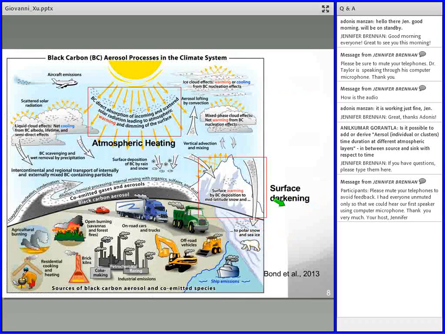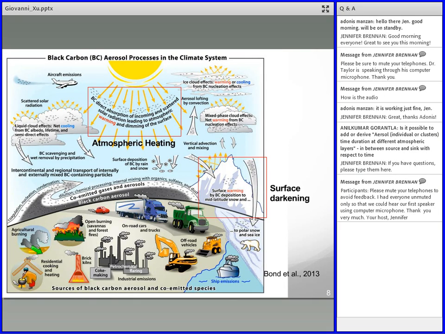So here is a nice diagram showing the black carbon processes in the climate system. Again, we can see there are various emission sources of black carbon, including agriculture, industrial, residential, and transportation. And many of them are not necessarily coming from the same source of greenhouse gases. So it's not that greenhouse gas regulation will automatically lower the black carbon emission. We really need to take some additional measures to tackle the problem.